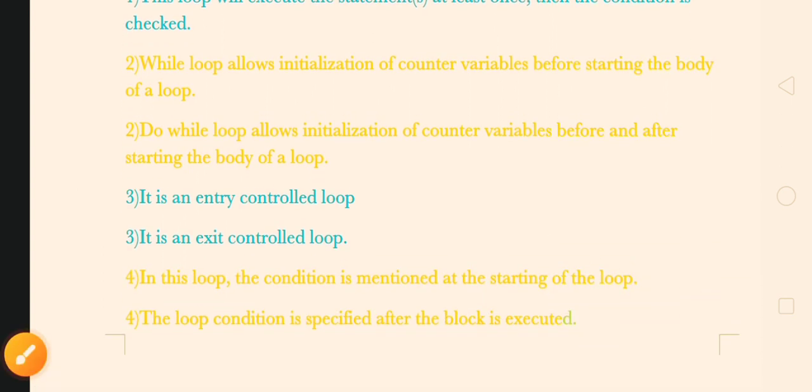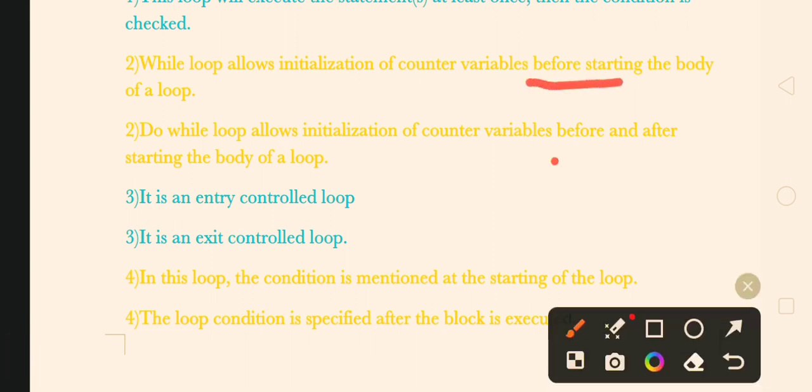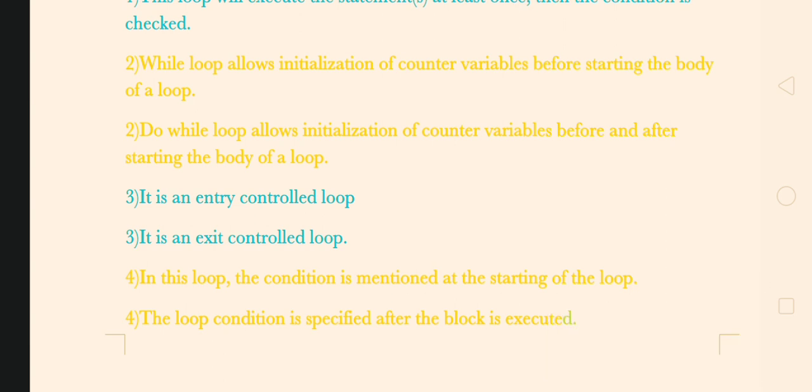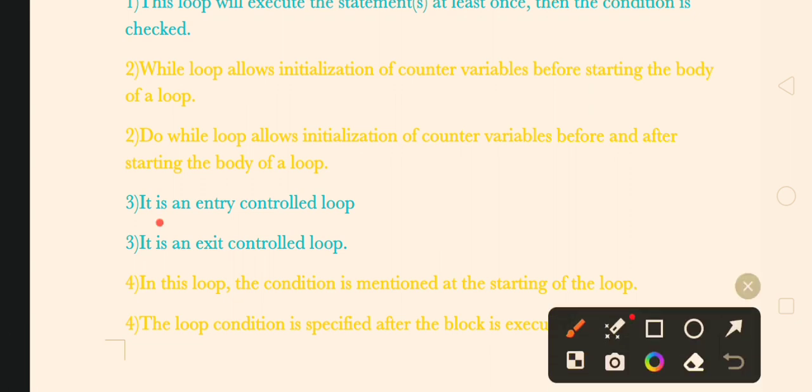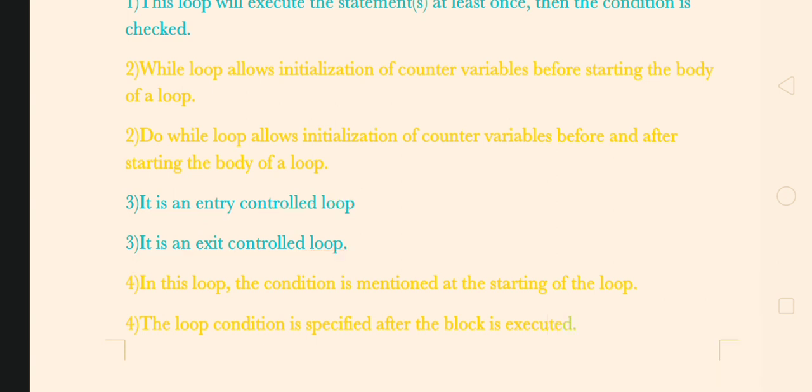The second difference is that the while loop allows initialization of counter variables before starting the body of the loop. Do while loop allows initialization of counter variables before and after starting of the loop. Now with the name also it is clear, while is an entry control loop and do while is an exit control loop, which we have already seen.